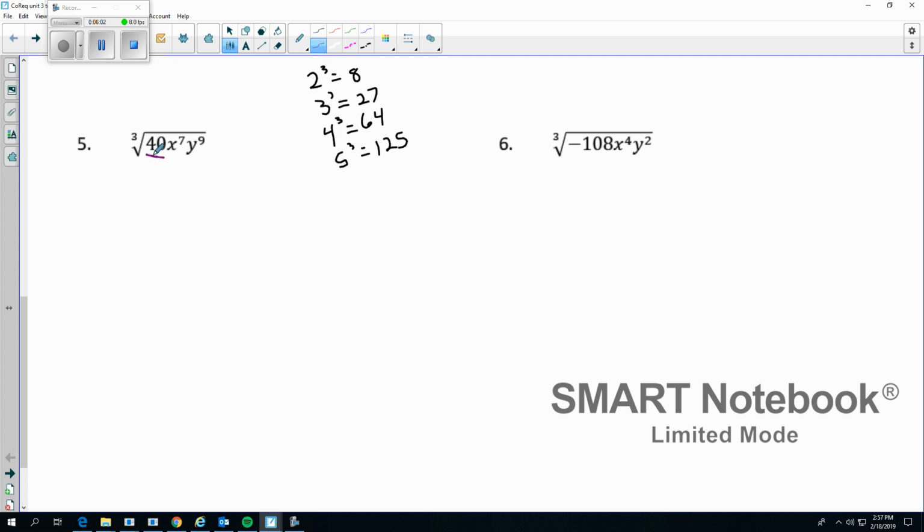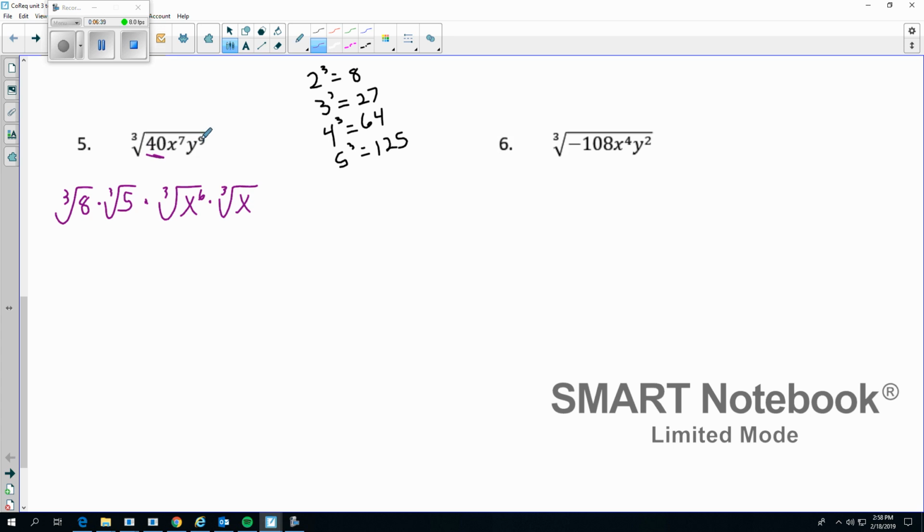So you look at 40 and you think, well, okay, 8 divides into 40. So we're going to break that up into the cube root of 8 times the cube root of 5. And then you look at your x to the 7th power. Basically, you need to have that as a multiple of 3, whatever the index is. So we're going to break that up into the cube root of x to the power of 6 times the cube root of x. So that 7, I broke it up into 6 and 1.